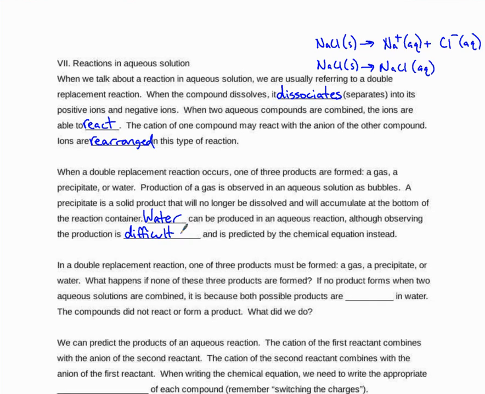So what happens when none of these three products are formed? If nothing formed when two aqueous solutions are combined, possibly both of the products are soluble in water. And when you mix two ionic compounds that are dissolved in water, but they don't react or form a product because everything is soluble, what did we actually do? And this is what I would say.